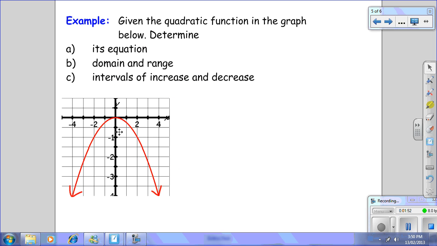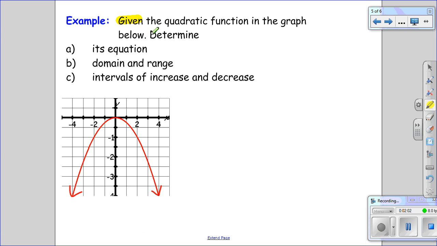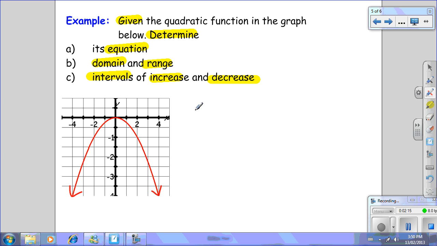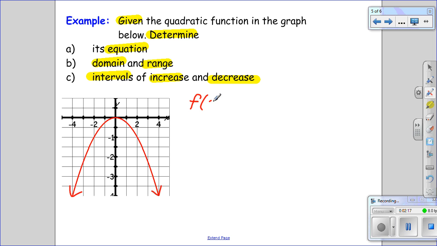If I asked you to graph this, looking at this quadratic function, we don't want to graph it, we already have the graph. The question asks us, given the quadratic function, to find its equation, its domain and range, and the intervals of increase and decrease. So right off the bat, the first thing we want to do is find its equation. Well, I know so far the only equation I've worked with is f(x) = ax². Now I know that the vertex is at (0, 0), and I haven't shifted left and right, up and down. So I'm going to start with f(x) = ax².